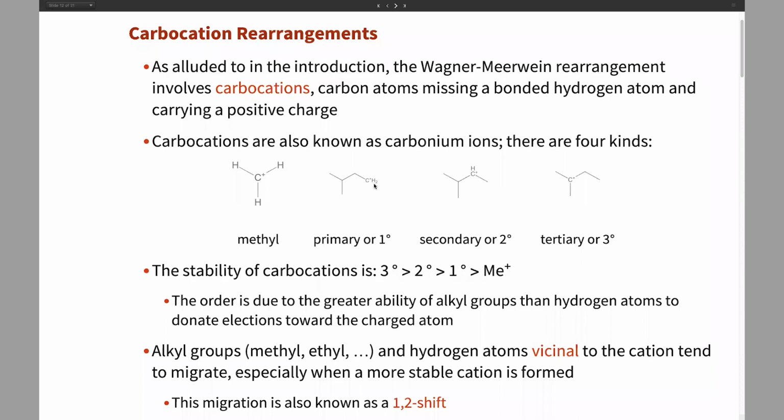So things like primary carbocations will tend to rearrange very fast to form a secondary one. And secondary ones will tend to rearrange to form tertiary ones. Tertiary ones can go back to secondary, but it's very rare for a secondary carbocation to go to a primary one.